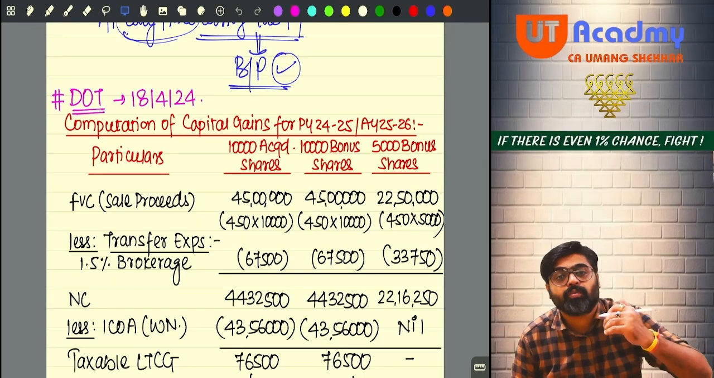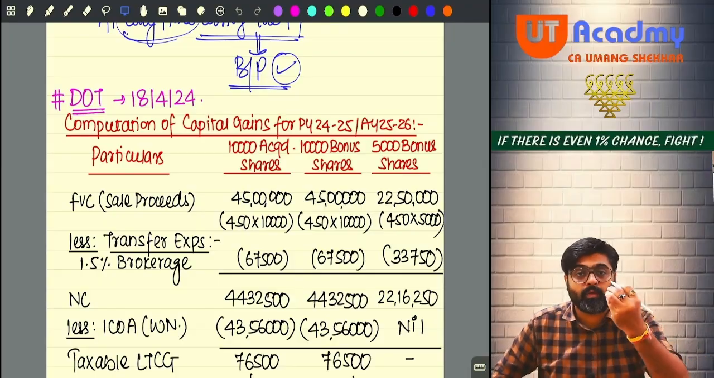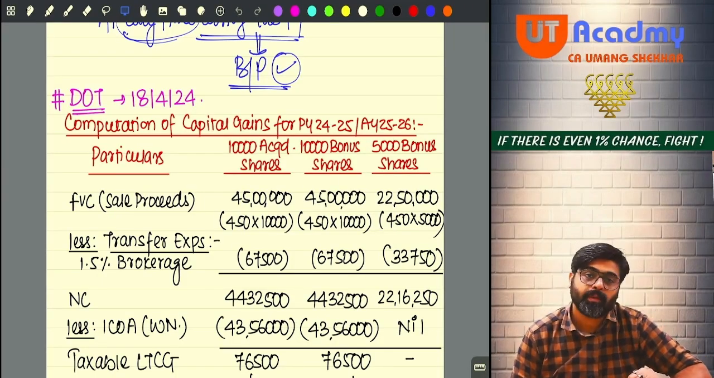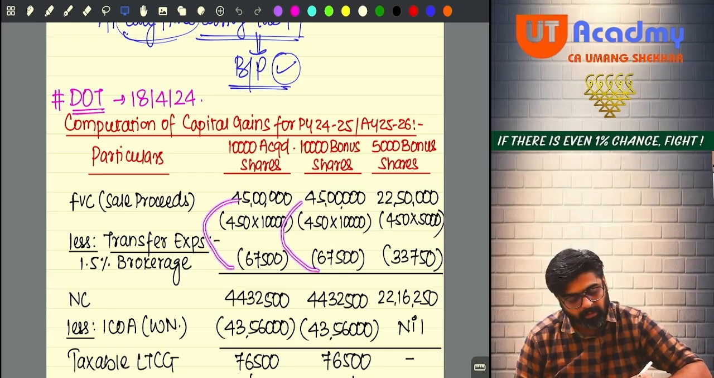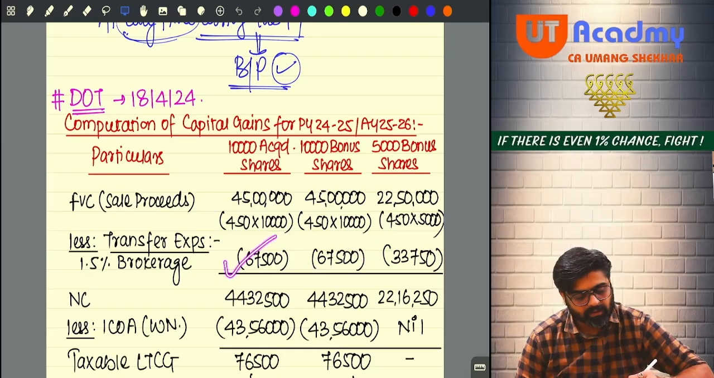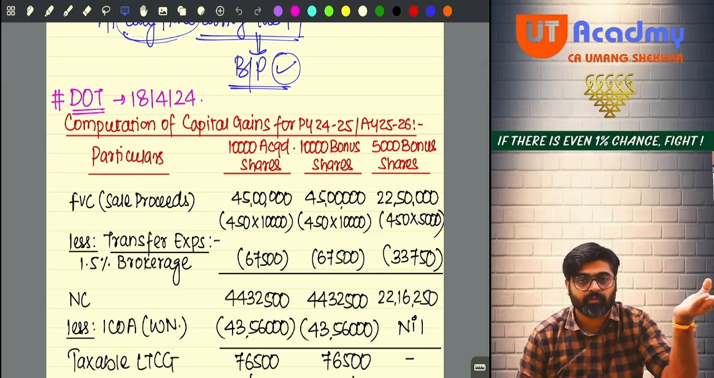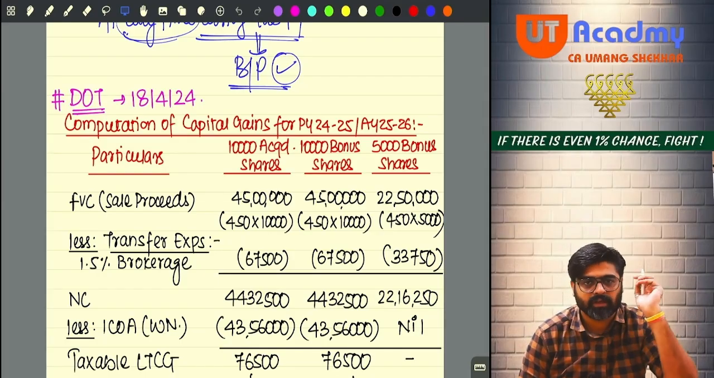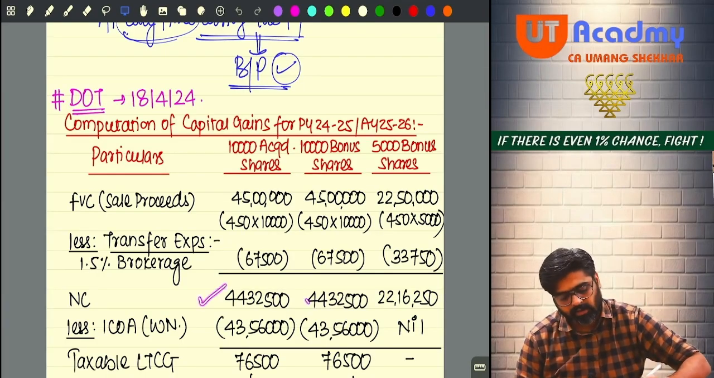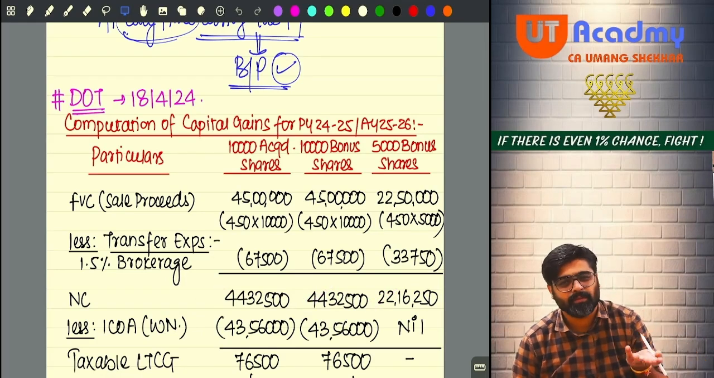At the time of transfer, at the time of sale, are we paying any brokerage? Yes, we are paying 1.5% brokerage. So 1.5% of selling price, you will get 67,500, 67,500 and 33,750. This is your transfer expense. Any brokerage paid at the time of transfer by the transferor is his transfer expense and will be reduced as a deduction. Now you will get the net consideration. Are you all getting it? Plus minus you are supposed to do, simple.